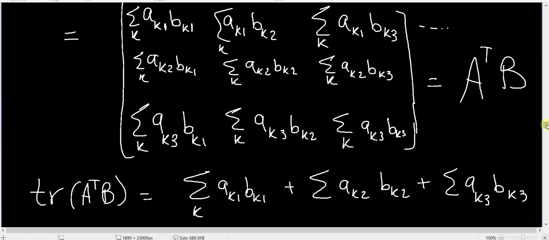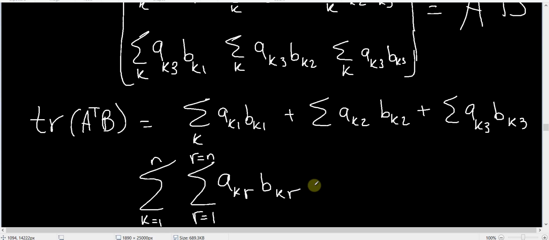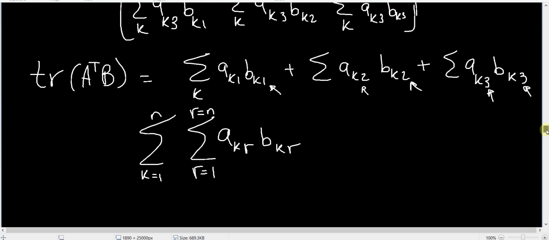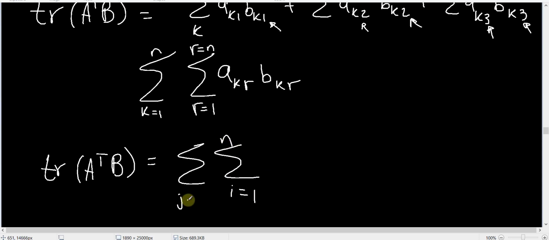Now it is clear that we can combine those summations into a double summation sign, and here we can have r equal to 1 up to n, and here we can have k equal to 1 up to n of Akr Bkr, right? So here r is equal to 1, here r is equal to 2, and here r is equal to 3. Now we can change the variable names as we want, so the trace of A transpose B is equal to two summations. Here I can have i equal to 1 up to n, j equal to 1 up to n of Aij multiplied by Bij.